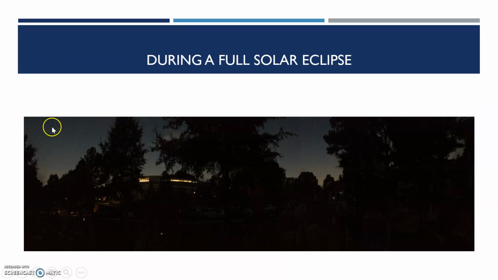I was on the campus of Clemson University when the solar eclipse happened a few years ago. This is what it appeared like during totality. This was during the full solar eclipse. As you can see, it appeared dark. All the lights in the buildings came on, and all the crickets and cicadas were chirping.